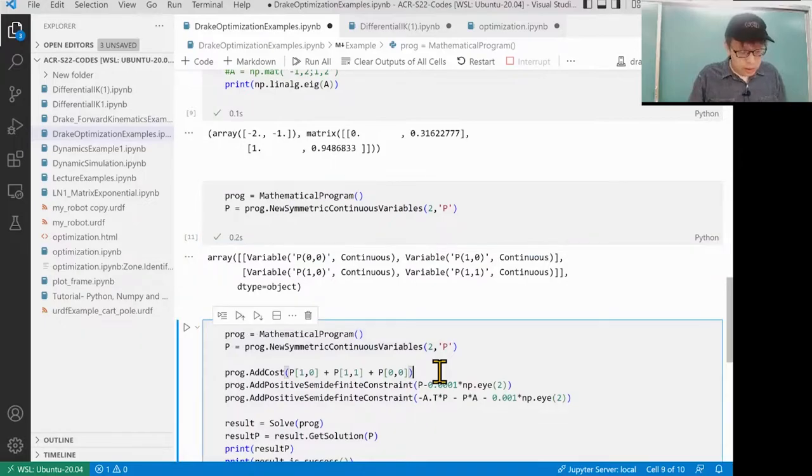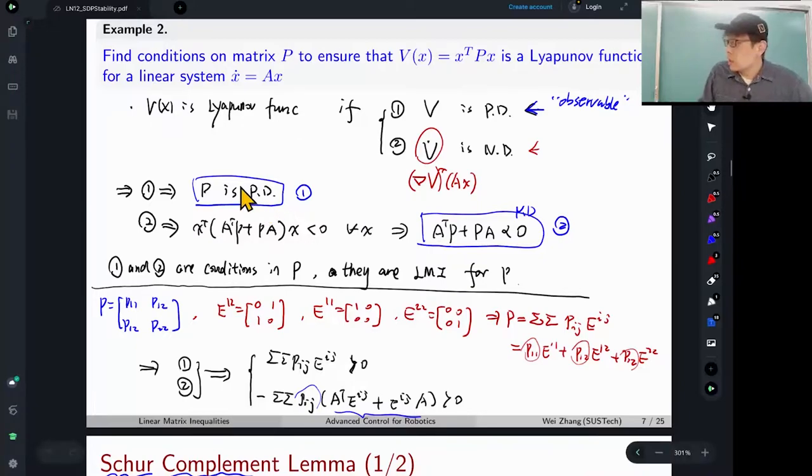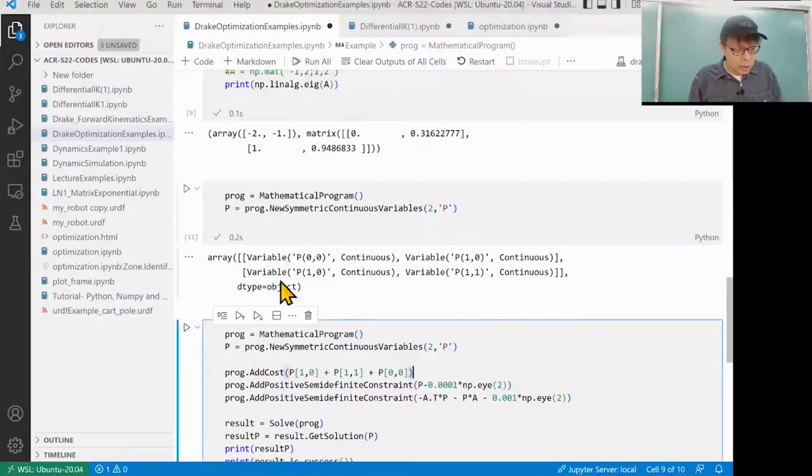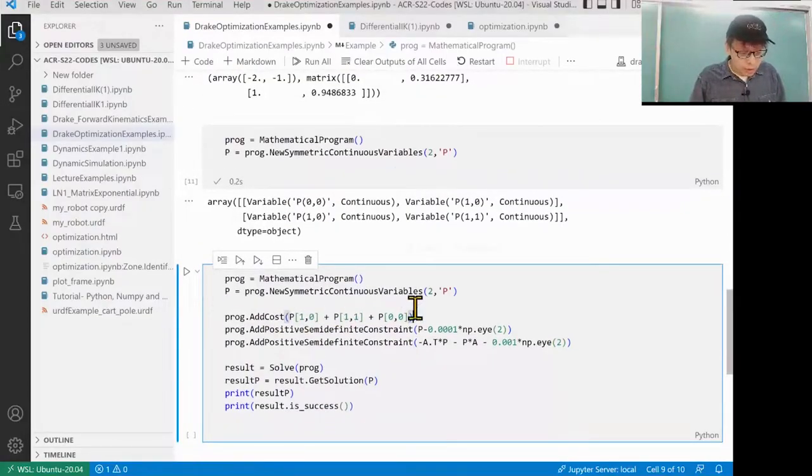Then I can add a cost. I don't have to add any cost, but in this case, if you look at this equation, P is positive definite. If I find the P satisfying these two conditions, then 2P also satisfies these two conditions. You see what I mean? If you scale this, suppose I find P satisfying this, then 2P is also positive definite. Then 2P is just 2 times this, which will make this more negative definite, right? So there is an infinite number of them. So I don't want to have too large a P. So I try to minimize those terms.